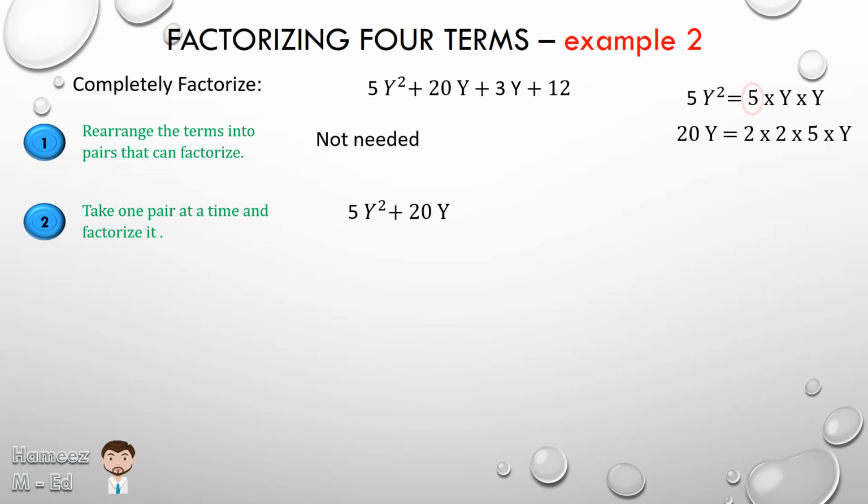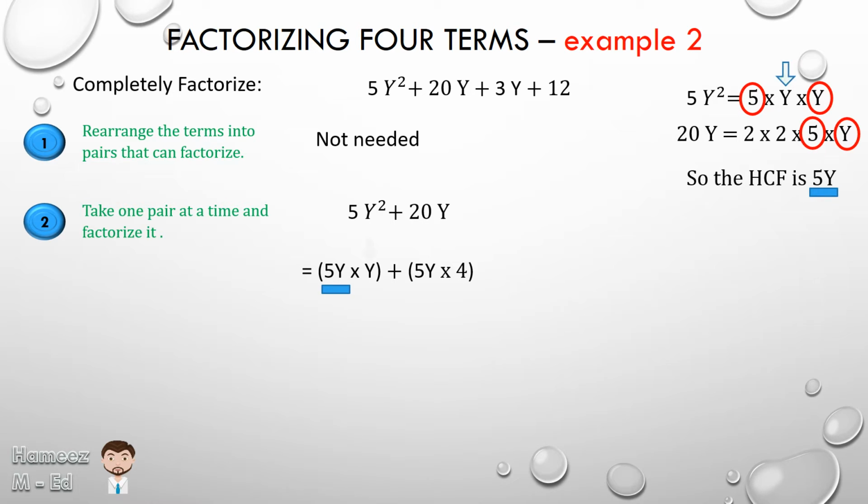So what is similar in both of them? 5 in the first line and the second line, and y in the first line and the second line. Therefore, the HCF is 5y. Now we can rewrite this 5y squared plus 20y into a second line where we write it as 5y times y. Because if we look at the line with 5y squared and we broke it up, when we extracted the HCF, what we were left with is y. And similarly for the second line, when we take out the HCF of 5y, what we are left with is 2 times 2, which is 4.